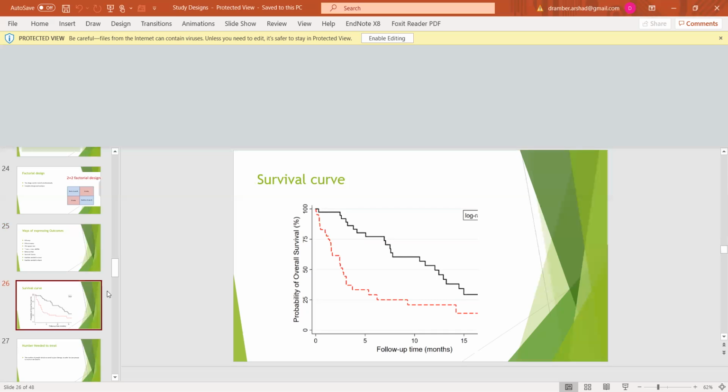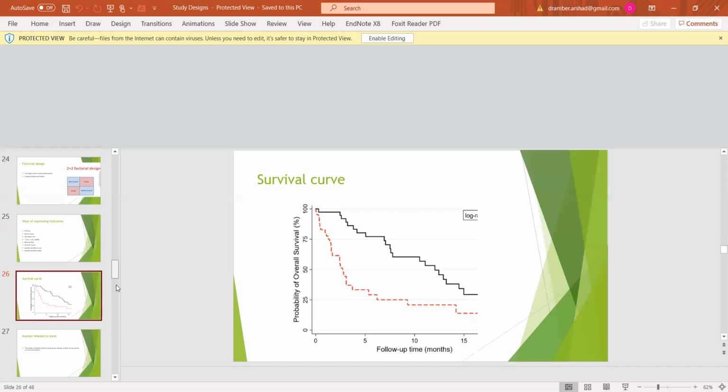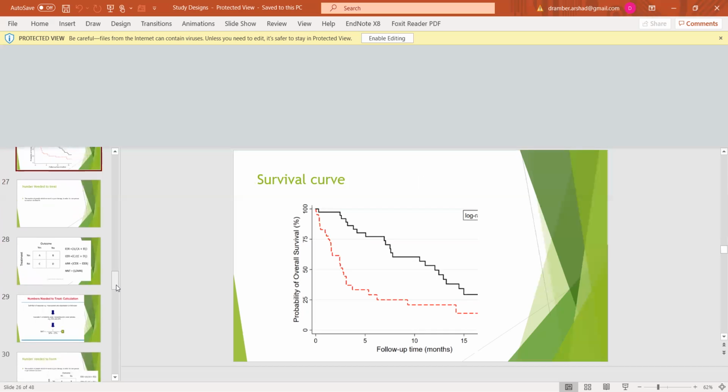This is a survival curve. If we have two interventions for a certain disease, we can also express the outcome in the form of a survival curve. The black line is the survival curve for treatment A, and the red dotted line shows the survival curve of treatment B. And next slide.